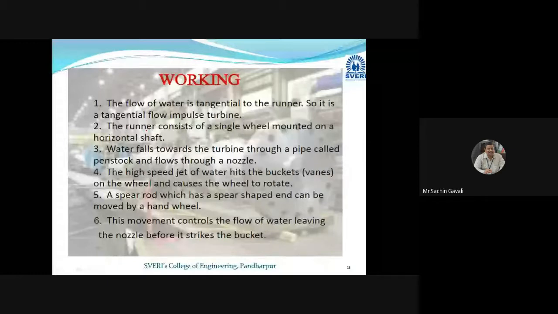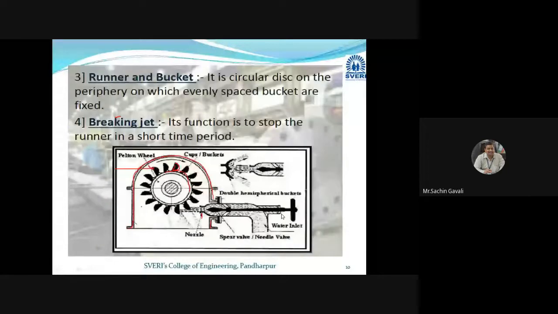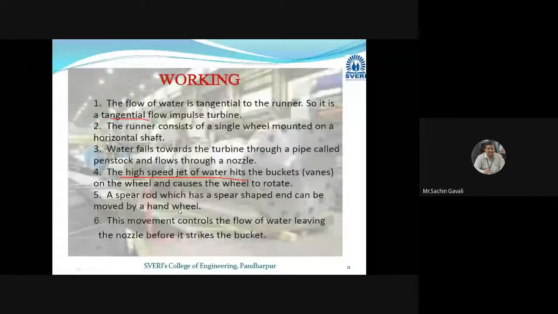The runner consists of a single wheel mounted on a horizontal shaft. Water falls toward the turbine through the pipe called the penstock and flows through the nozzle. After the nozzle, we get a high speed jet of water that hits the bucket vanes on the wheel and causes the wheel to rotate. A spear rod assembly controls this. The spear rod, which has a spear shaped end, can be moved by a hand wheel, and this movement controls the flow of water leaving the nozzle before it strikes the bucket.